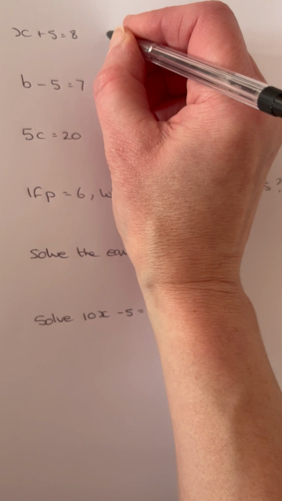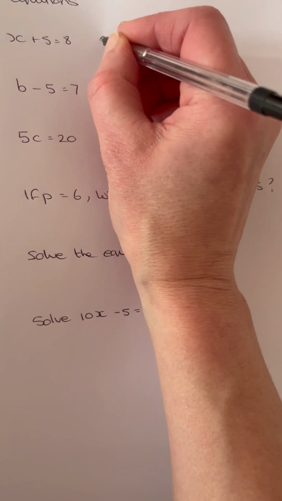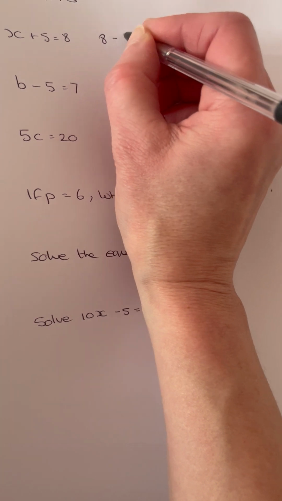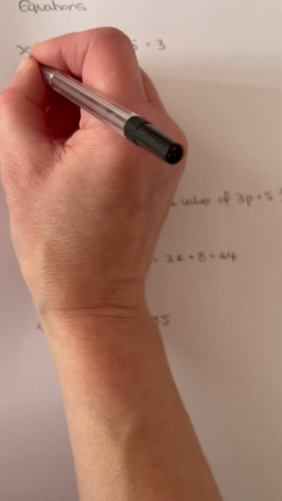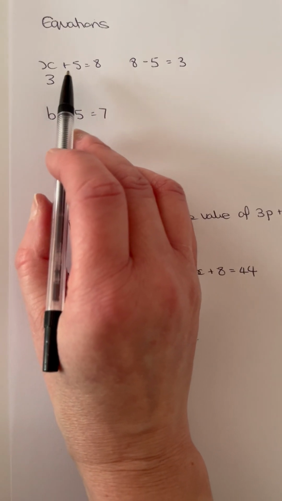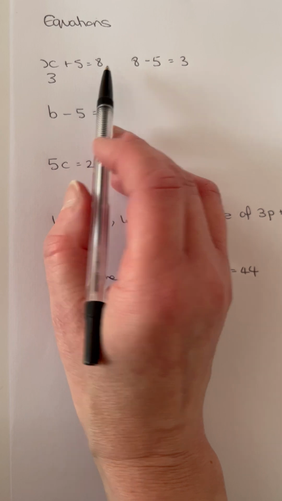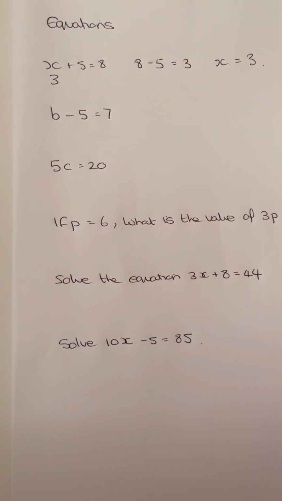So we work this out by doing it the opposite way around using inverse. So it's 8 minus 5 equals 3. So x is 3. So we can write that there to check our sum. So 3 plus 5 equals 8. So we know x equals 3.